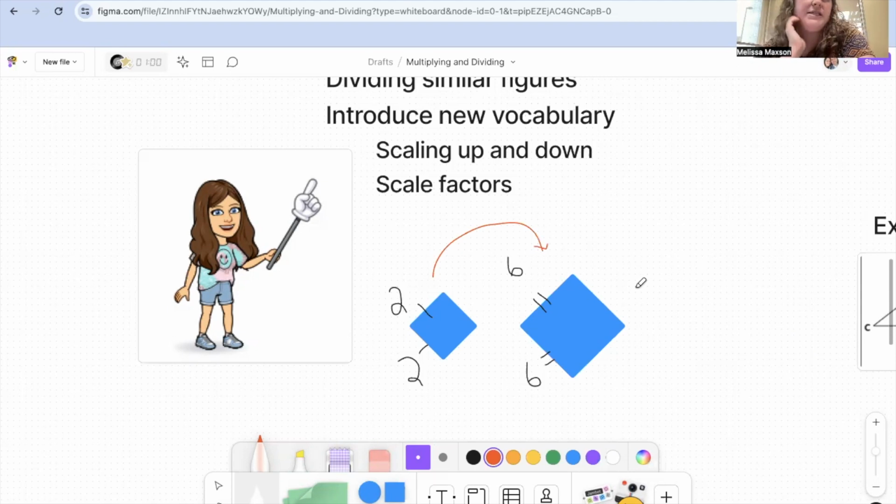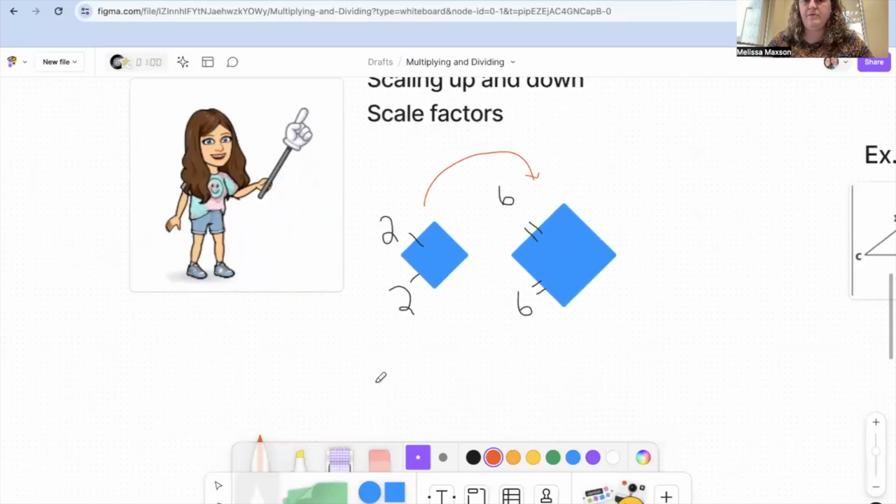So I want you guys to ask yourself a question. When we go from 2 to 6, are we going up or down? Are we going up in value or are we going down? Since this is a lesson that you guys are watching, you can add your comments on the Figma and I will interact with you as soon as I get back from the weekend. All right, so let's take a look at a number line.